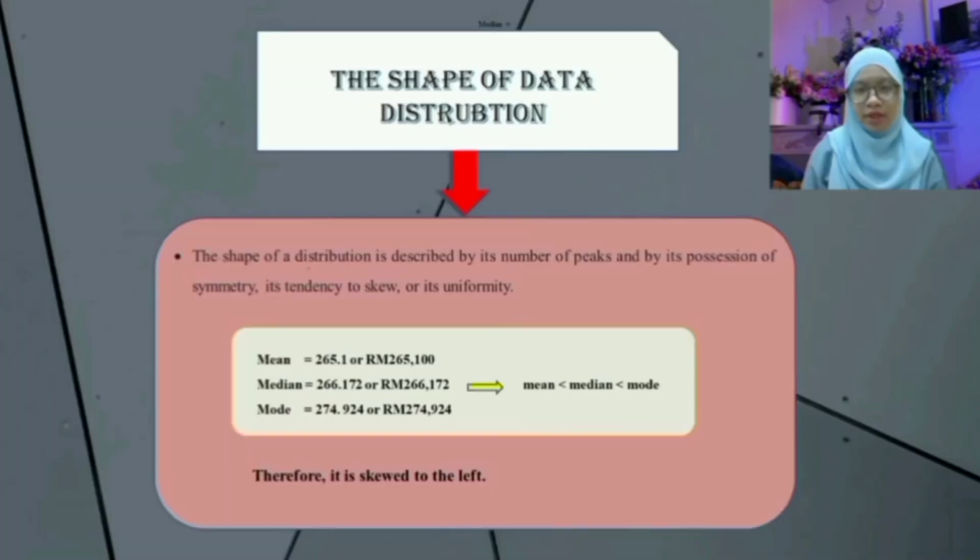32,320 ringgit. Next, the shape of data distributions, described by its number of peaks and by its positions of symmetry, its tendency to skew or its uniformity. So we have three: mean, median, and mode. The mean we get is 265.1, median 260.172, mode 274.924. So the mean is smaller than the median. The median is smaller than the mode. Therefore, it is skewed to the left.